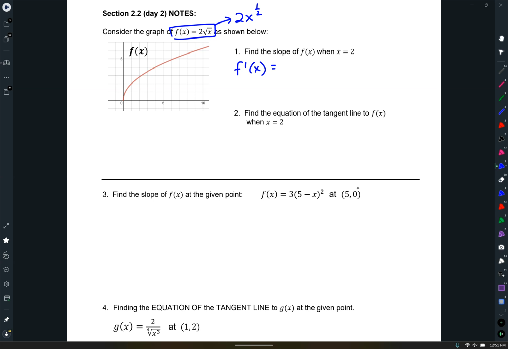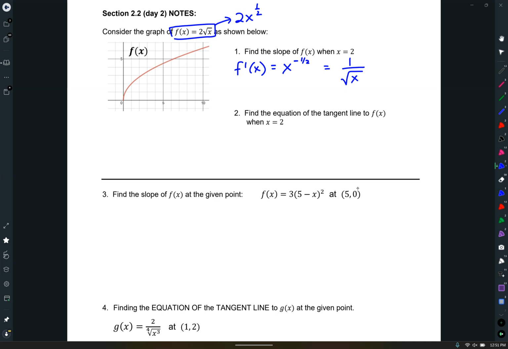So when I do the derivative, if I bring down the 1/2 and multiply by 2, that just cancels. So now I have x to the, now decrease your exponent by 1, so x to the negative 1/2, which is the same as saying 1 over x to the 1/2. So you can either write 1 over x to the 1/2, or you could say 1 over the square root of x, whatever you want.